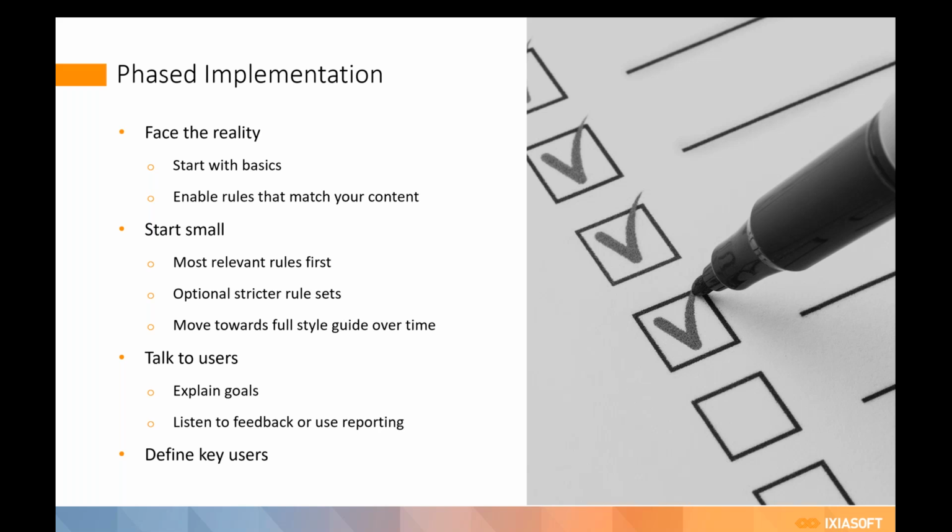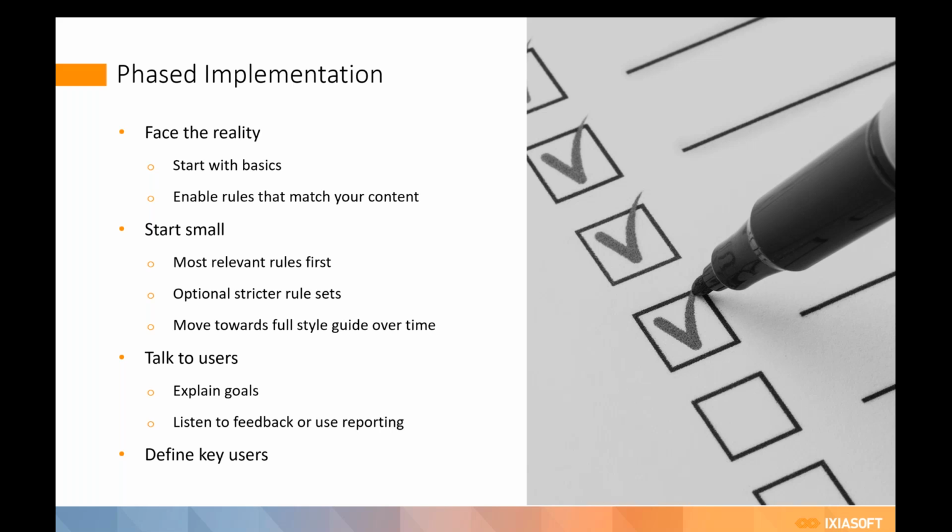This is similar to the start small bullet point, the second bullet point on this slide. I already explained the concept of starting with the most relevant rules first. A good approach is also to provide the other configurations as optional rule sets, because there are different kinds of writing profiles in your company. There are experts, and there are maybe subject matter experts that only from time to time contribute content to your system.